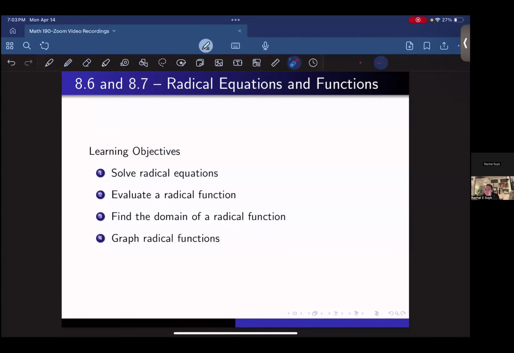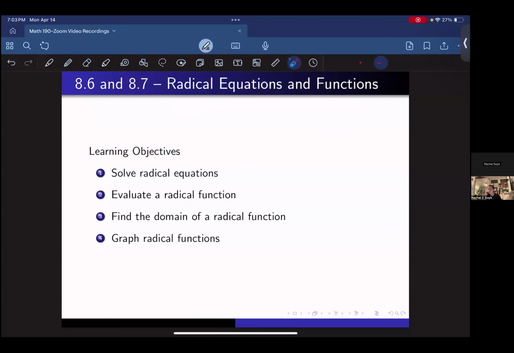We are almost at the end of the entire curriculum for college algebra and trigonometry. Today, we are going to focus on our section 8.6 and 8.7, which is radical equations and functions.